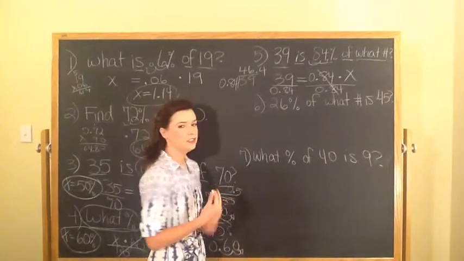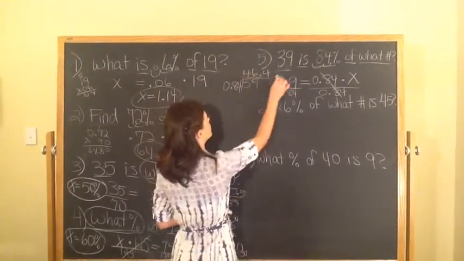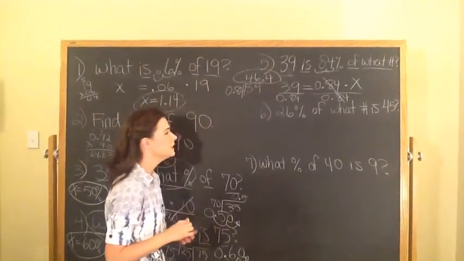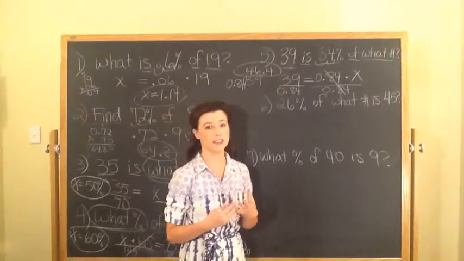So what we're going to go ahead and do is just round it to the nearest tenth, which is 46.4. That's going to be our final answer, because we're not looking for a percent this time, so we don't have to do anything to our answer.